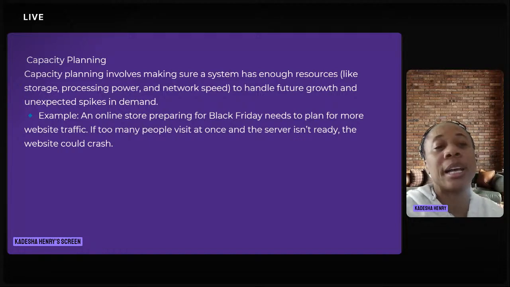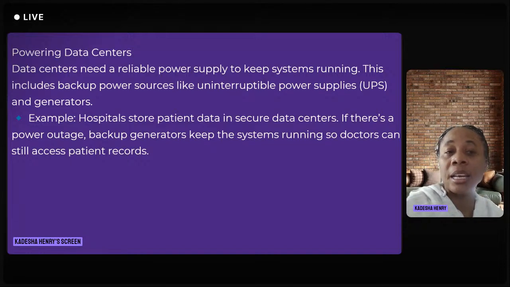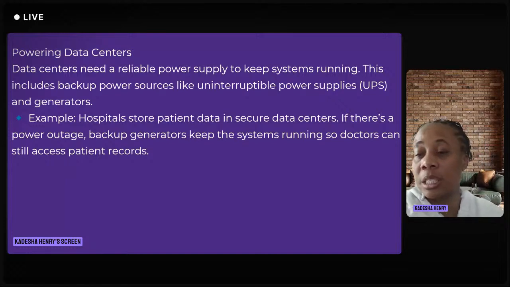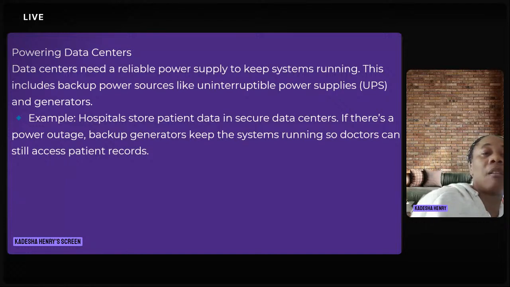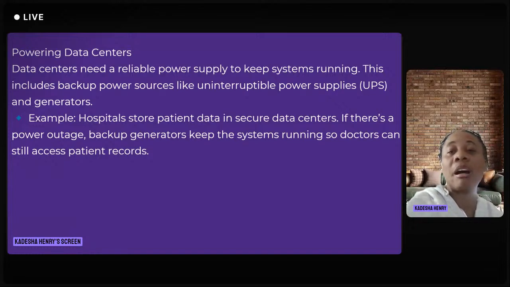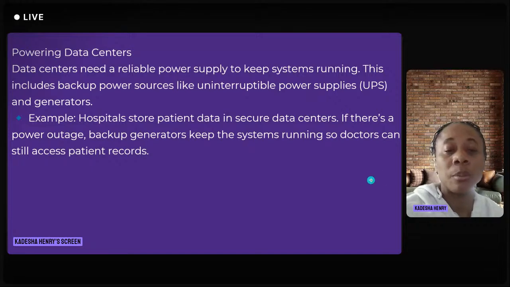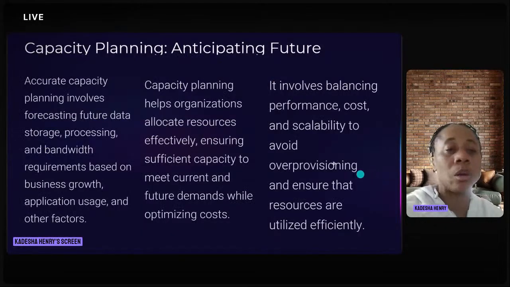And we did look at capacity planning, and we said what that was. We said that a data center needs a reliable power supply to keep the system running. That's the purpose of power in a data center, to have additional supply to keep it running. And this includes power resources like uninterrupted power supply, like we just talked about. So before we dropped off, we had talked about all of this.